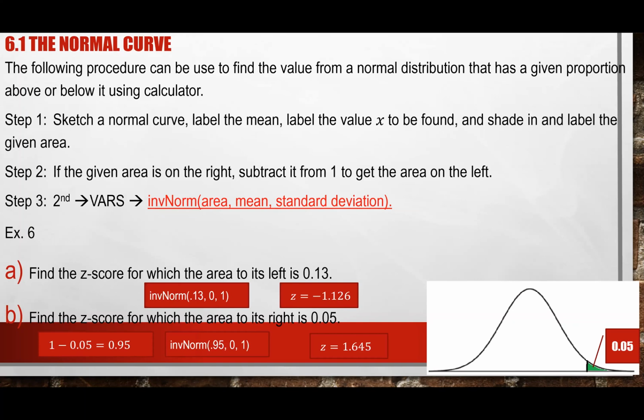So this is your obstacle for the inverse norm. You need to ask yourself whether they give you the area to the left or the area to the right. You have to know if it's the area to the left or the right. So let's take a look at the next example.